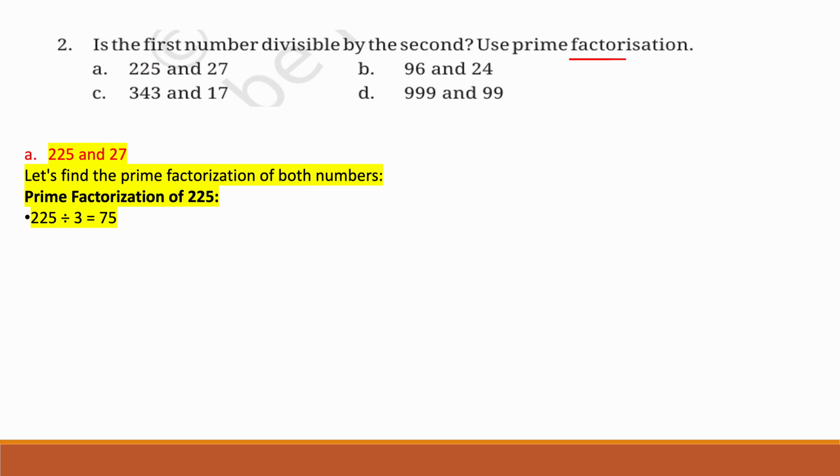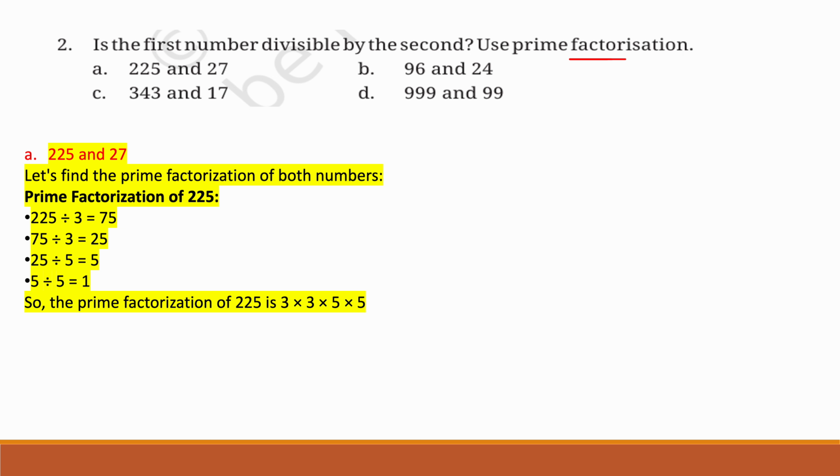225 divided by 3, 75. 75 divided by 3 is 25. Again, 25 divided by 5 is 5. 5 divided by 5 is 1. So, the prime factorization of 225 is 3 into 3 into 5 into 5.